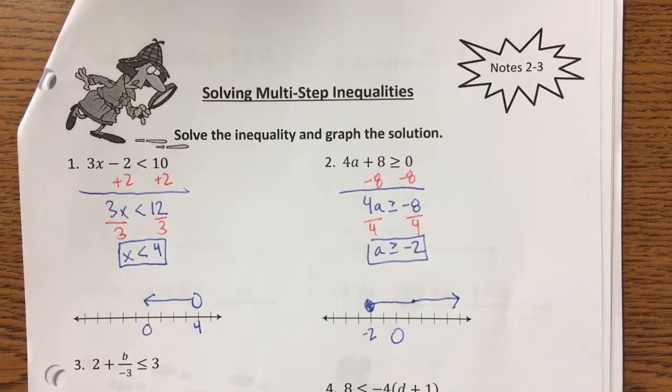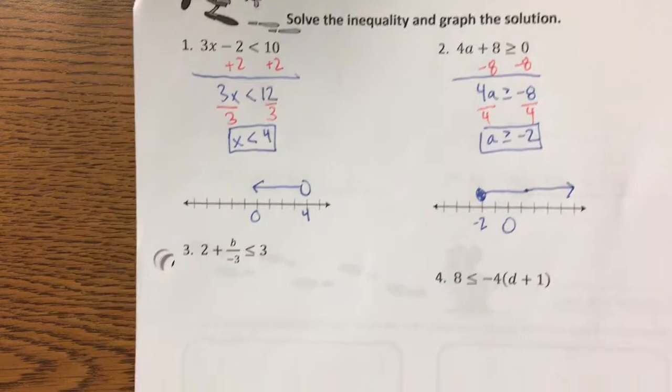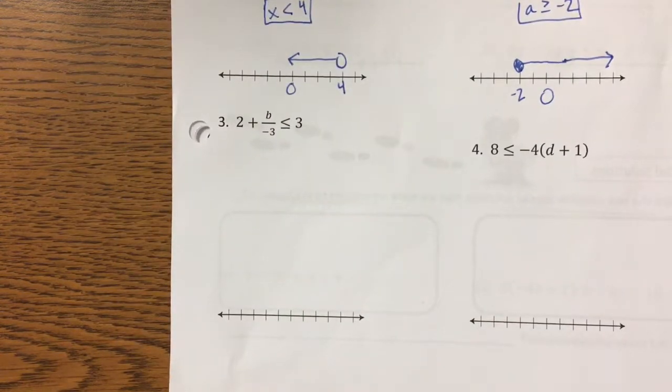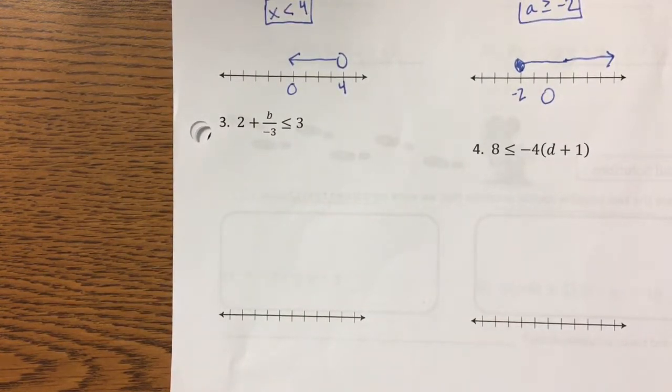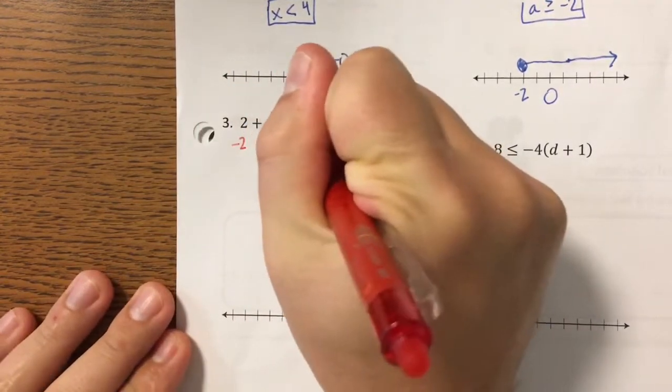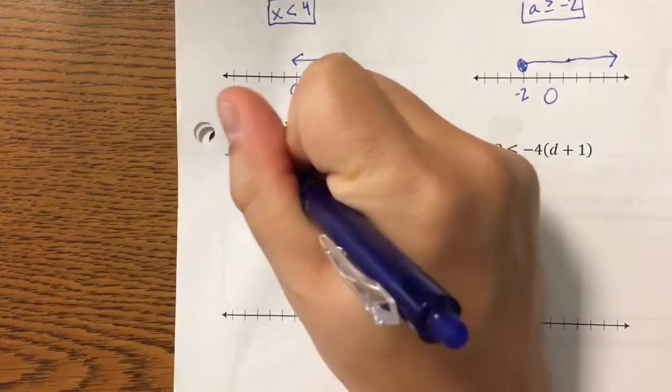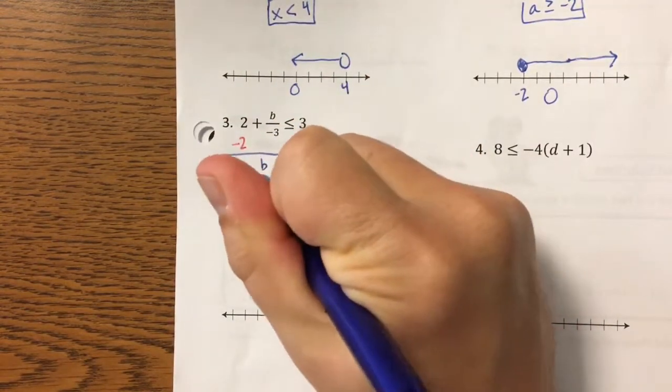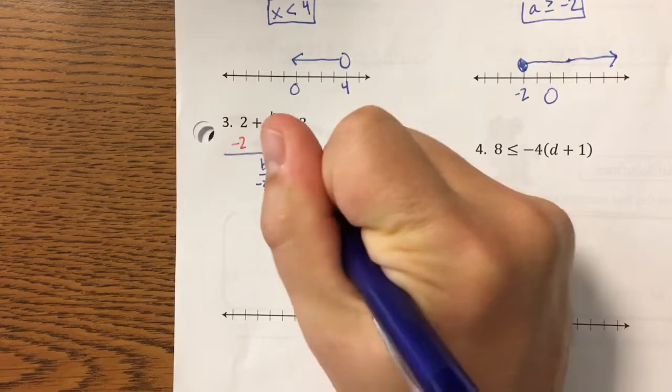Any questions about 1 or 2? Yeah, let's move on to number 3. So in number 3, what do we need to do first here? So we do want to multiply both sides by negative 3, but not yet. We've got to take care of the addition subtraction first. So we're going to subtract 2 from either side, which gives me b over negative 3 is less than or equal to 1.